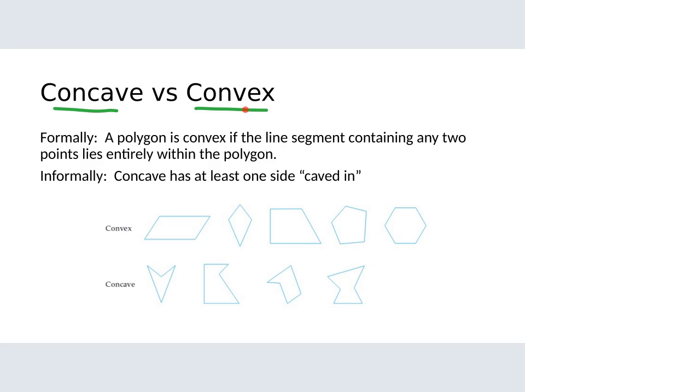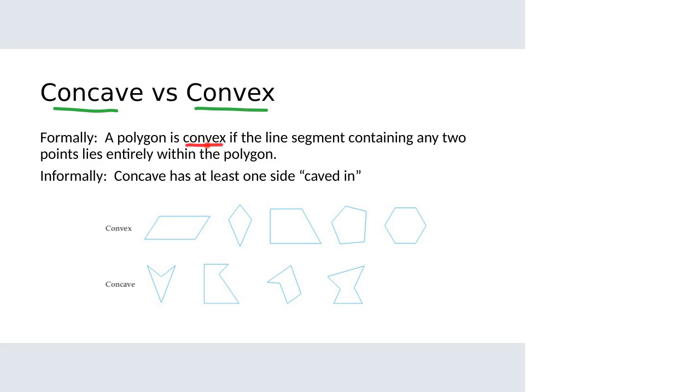Formally, a polygon is convex if the line segment containing any 2 points lies entirely within the polygon. Wow, that's formal, all right. Well, let's take a look at this. A line segment containing any 2 points is entirely within the polygon.